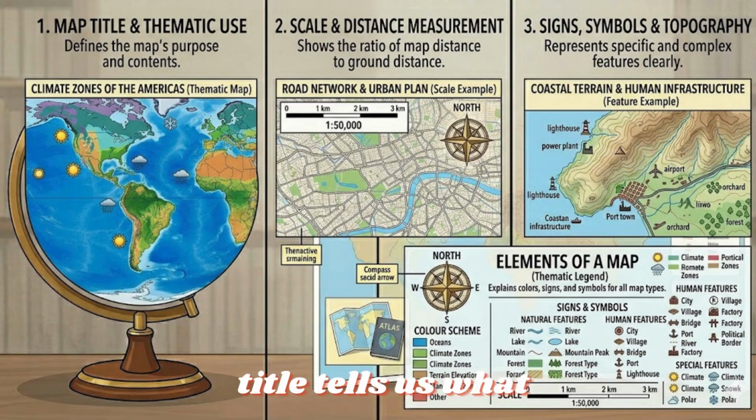The title tells us what the map is about. Directions help us locate places. Scale shows the ratio of map distance to real distance. The color scheme uses different colors to represent different features. The key, or legend, explains what each color and symbol means. Signs and symbols represent specific features like roads, railways, and forests. Together, these elements form the complete language of a map.